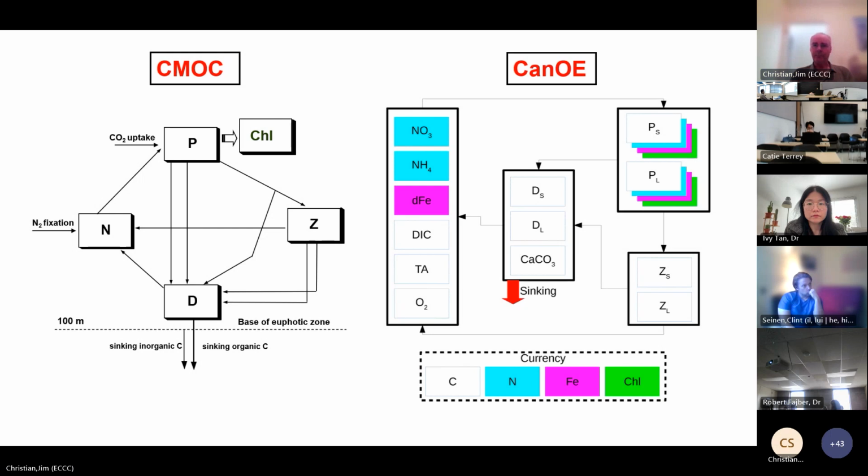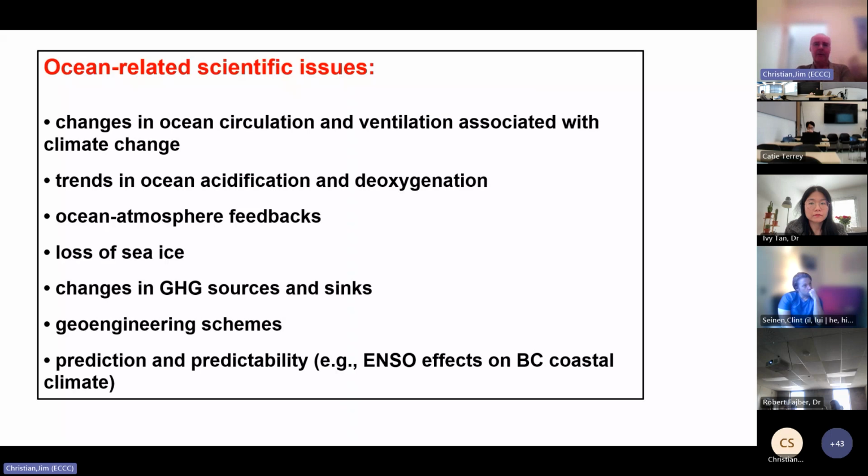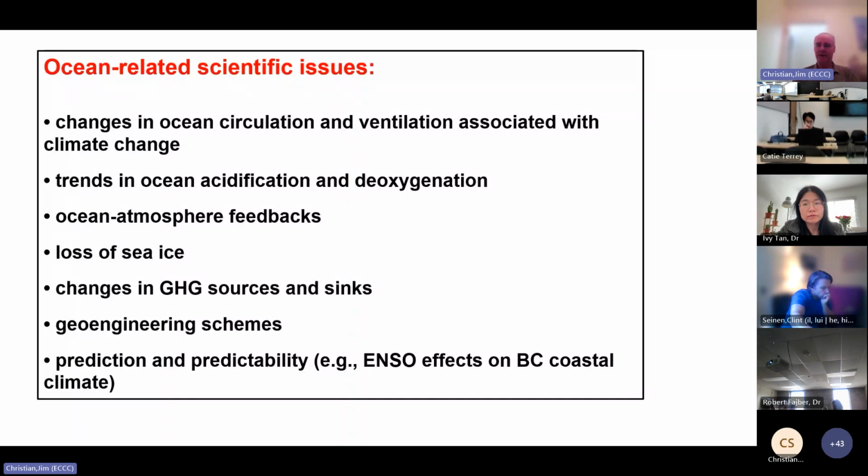Some of the scientific issues that we address with these models are changes in ocean circulation and ventilation associated with climate, trends in ocean acidification and deoxygenation, ocean-atmosphere feedbacks, loss of sea ice, changes in greenhouse gas sources and sinks, primarily CO2 but we're looking at N2O as well, geoengineering schemes like ocean iron fertilization, and prediction and predictability. For example, here in British Columbia, the weather is very much affected by ocean-atmosphere interactions in the tropical Pacific.